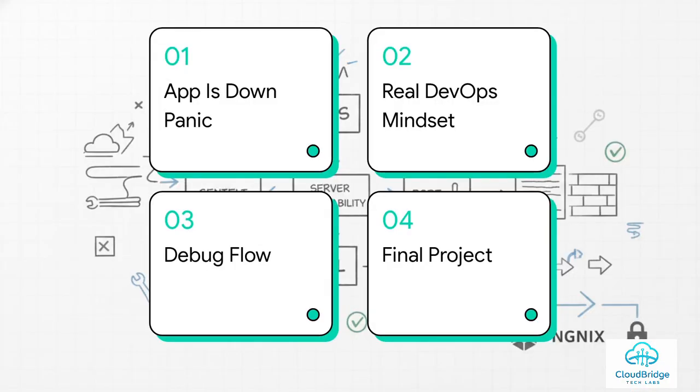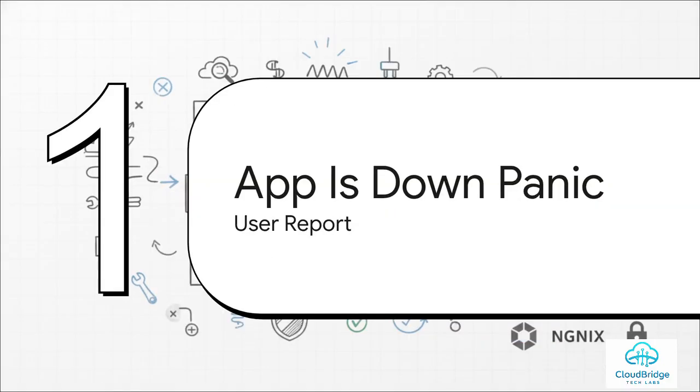Here's our roadmap for today's explainer. First, the app is down panic. Then, the real DevOps mindset, followed by our core 8-layer troubleshooting flow, and finally, your Phase 1 final project. All right, Section 1. The app is down panic, handling the dreaded user report.